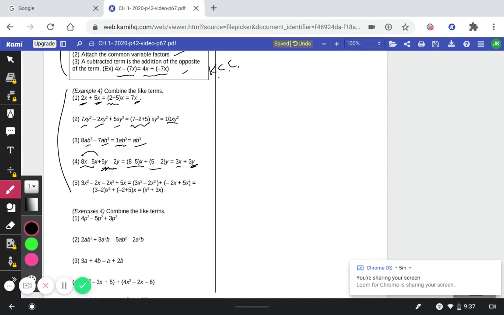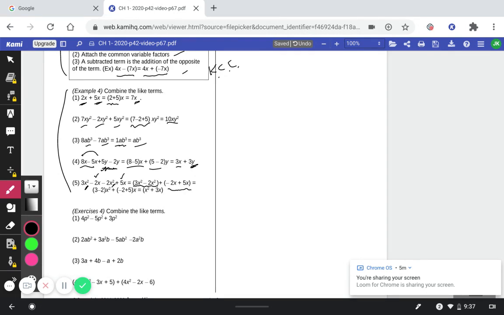How about number 5? 3x squared minus 2x minus 2x squared plus 5x. So what do we do? Well, you group them with like terms. So here is x squared, here is x squared. So you group them as 3x squared minus 2x squared, plus, now you have a negative 2x with a positive 5x. So you combine negative 2x plus 5x. And then you do the calculation.